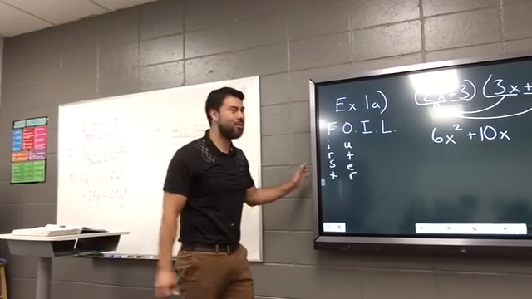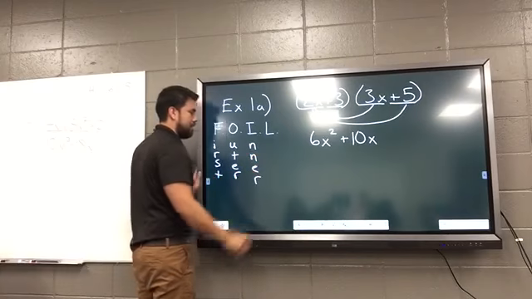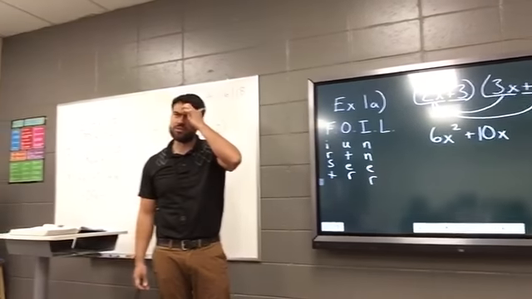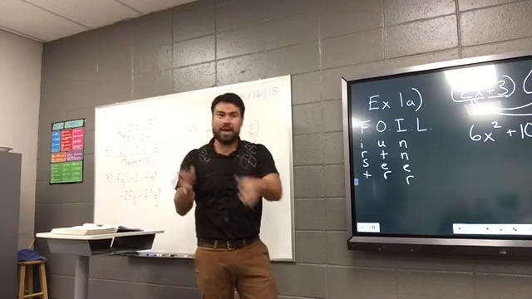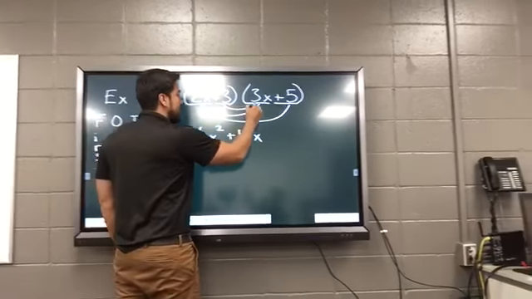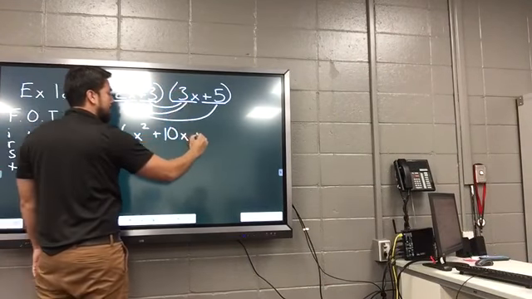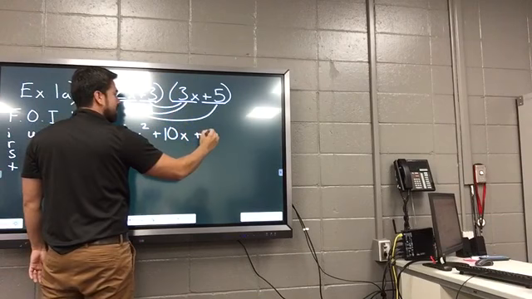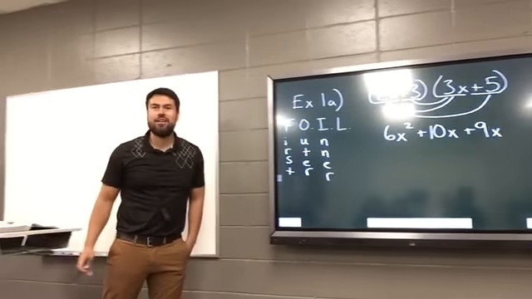I stands for? Inner. Inner terms. I know what the outer terms are, but I don't know what the inner terms are, or do I? Max? 3 and 3x. So what's positive 3 times positive 3x? Positive 9x. Man, these terms look familiar.